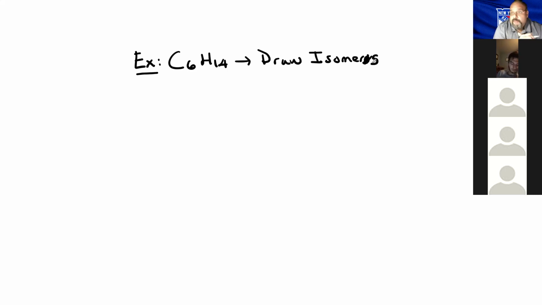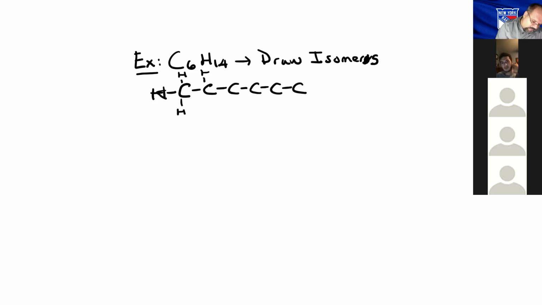The way that I would approach the problem to start is keep it nice and simple. Take the six carbons and do what? Put them in a row. Put them in a straight line. Not very well. 1, 2, 3, 4, 5, and 6. And then fill in the hydrogens so that each carbon has four bonds total.